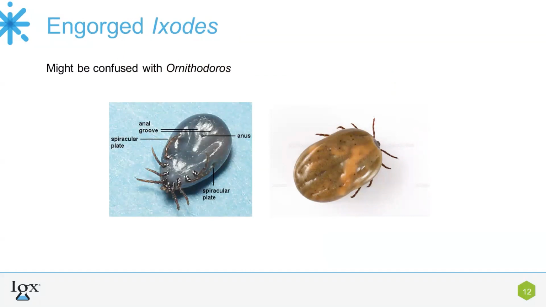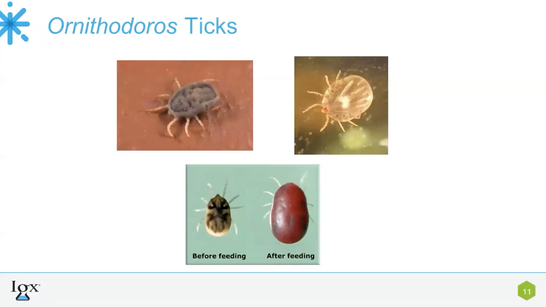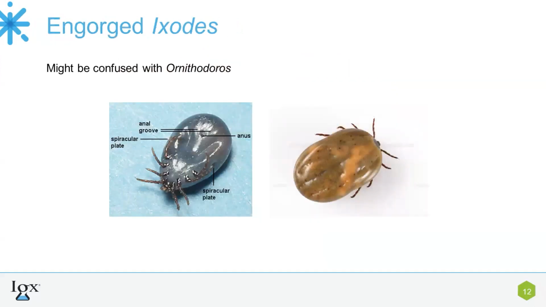This is an engorged Ixodes tick. Now, I would have problems differentiating an Ixodes that's engorged. Let me go back to one of these. Yes, there are differences, but not all ticks look alike, and these certainly can be confusing. So again, going all the different ways, you think, okay, this is relapsing fever, not Lyme. It's a different tick. Well, maybe it is, maybe it isn't.